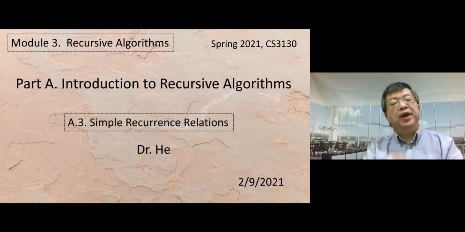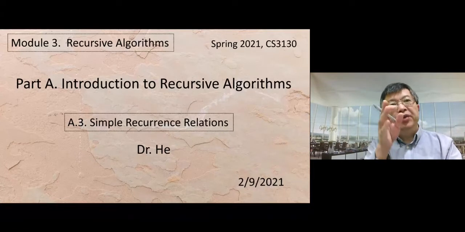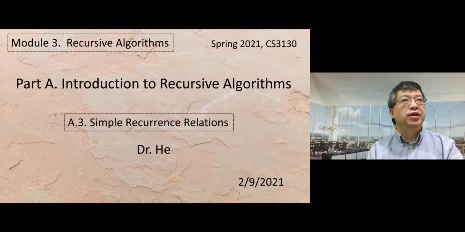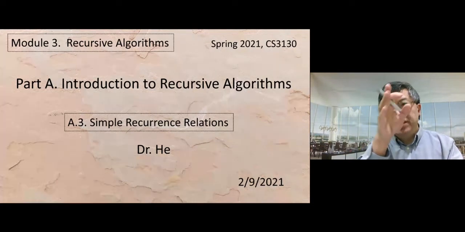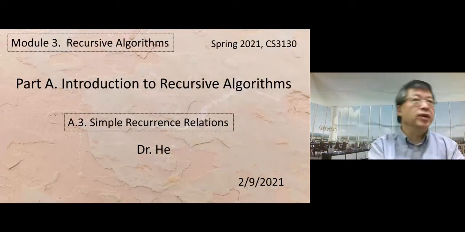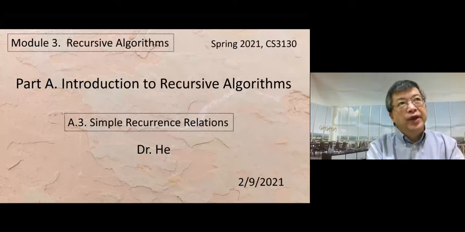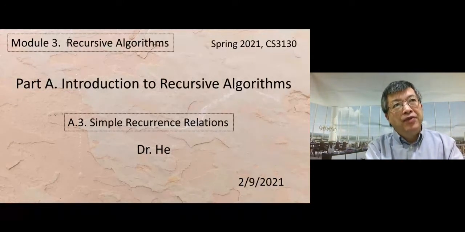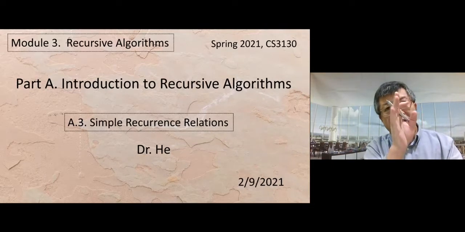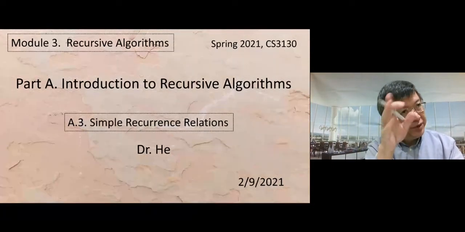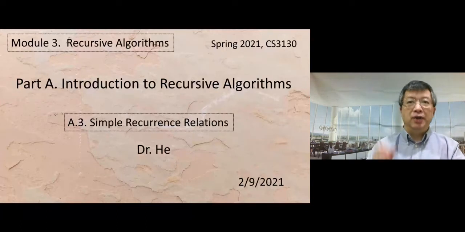Simple recurrence relations. Now we need to start solving recurrence relations. So we will solve recurrence relations of several different types. Actually, in your Math 3000, you have some experience solving recurrence relations. Some of the methods we use there, we need to use here. All right, so let's start.